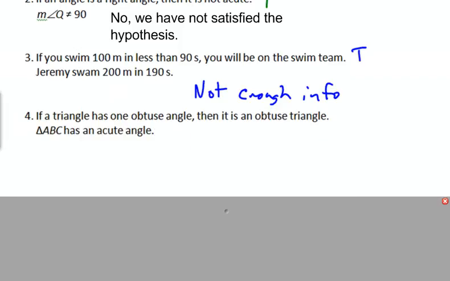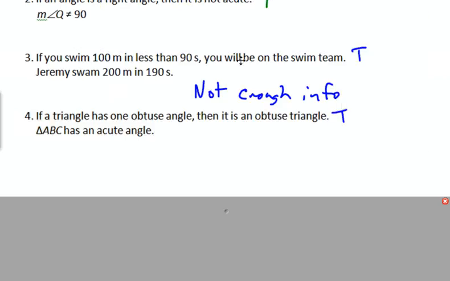All right, let's try number 4 then. If a triangle has one obtuse angle, then it is an obtuse triangle. Okay, we know that's true. Triangle ABC has an acute angle. Again, we don't even know that it has an obtuse angle, so it does not satisfy. Same with above. We do not have the hypothesis satisfied.